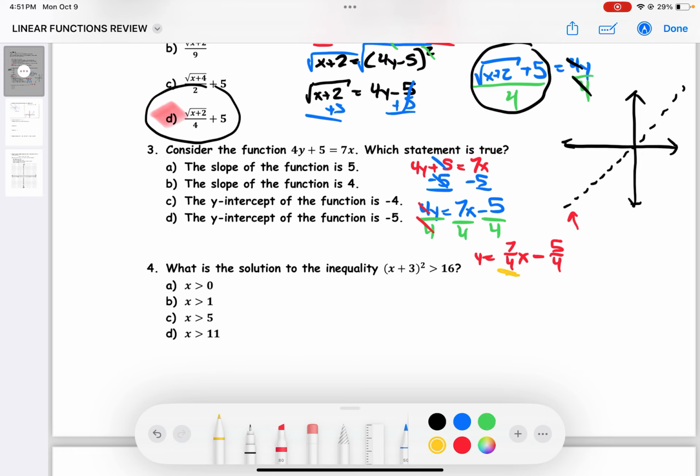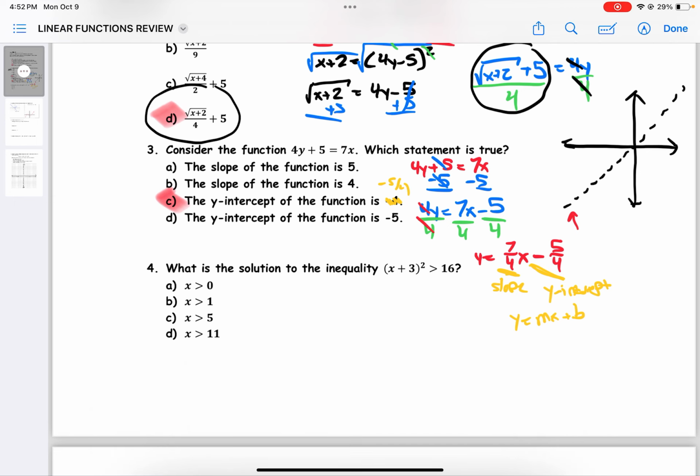You pull this out right here. 7 over 4 is the slope. And negative 5 over 4 is the y-intercept, right? Because this is in that form mx plus b, where m is my slope and b is my y-intercept, right? So if you were in class, I would have made this little change right here to change the y-intercept to be negative 5 over 4 so that you could select C as your answer. But if you were not in class and you just jumped into the review, you probably were a little confused. So my apologies on that.